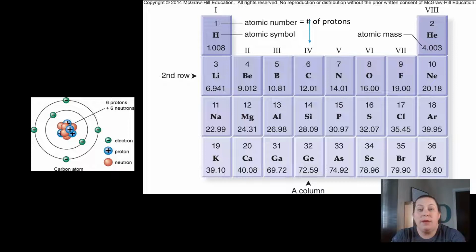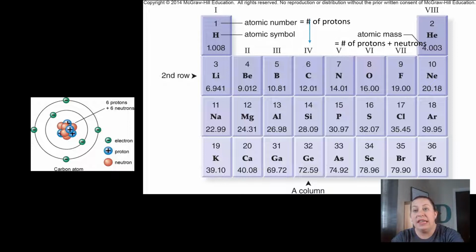So if this is group IV, that's the Roman numeral for 4. So carbon is in group 4, therefore it has 4 valence electrons. Nitrogen is group 5, which means it has 5 valence electrons. Oxygen's in group 6. It has 6 valence electrons. So the group or column, that number there and that Roman numeral, will tell you how many electrons are in the outer shell. We also see that the atomic mass is going to equal the protons plus neutrons.